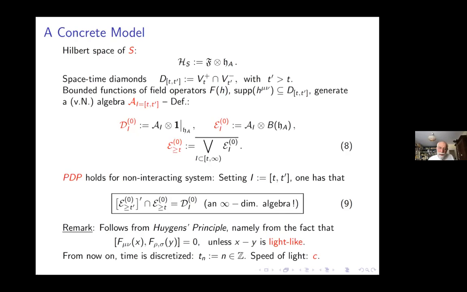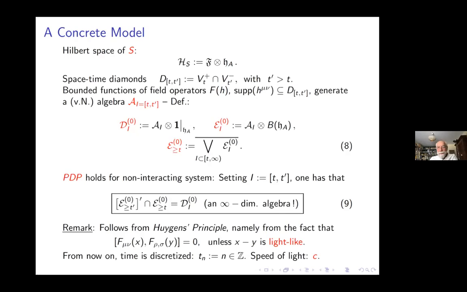The bounded functions of the field operators F of h, where the test functions have their support in such a space-time diamond, generate a certain algebra A sub I, where I is the time interval from T to T prime. This is because the operators F of h are self-adjoint, so you can look at, for example, bounded functions of these field operators. They generate an algebra. You can take the weak closure, and that's what I mean by the algebra A sub I.